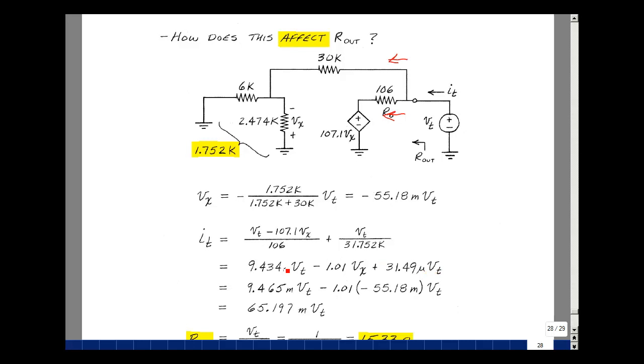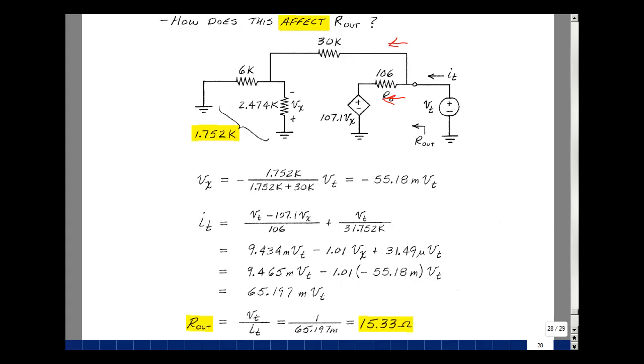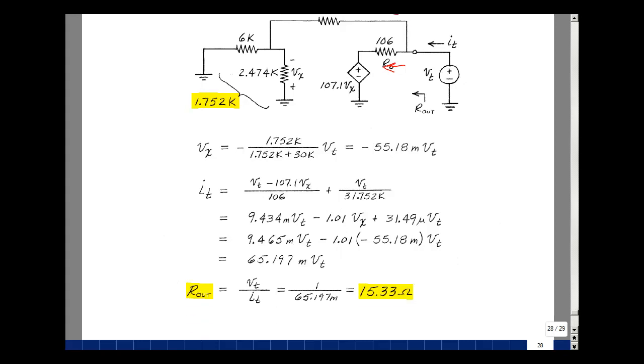So let's put these two together. That gives me 9.465 milli times V sub test. And then I've got V sub x times 1.01, but V sub x is equal to minus 55.18 milli times V test. I can add these two together, get 65.197 milli times V sub test. Now take this, bring it on this side of the equation, take the reciprocal of this on our side of the equation, and now get the output resistance of the op amp, which is 15.33 ohms.